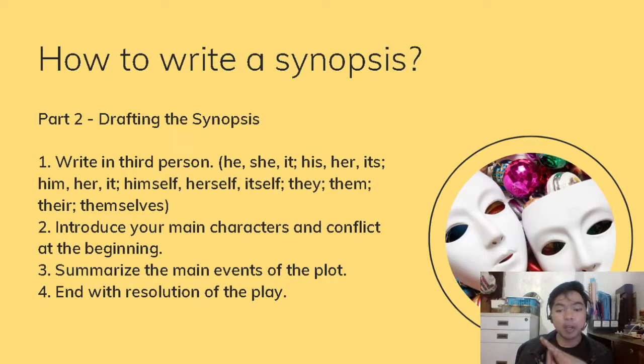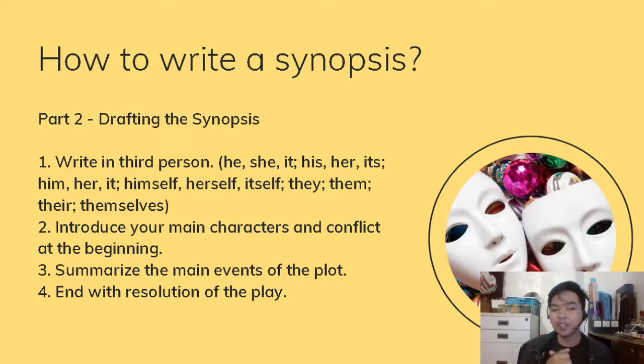Next is part two. Once you've already outlined or planned what you will be writing in your synopsis, you can draft your synopsis. So first rule in drafting the synopsis is you need to write in third person. When I say third person, you should use pronouns like he, she, it, his, her, its, him, her, it, himself, herself, itself, they, them, their, and themselves. And you cannot use other pronouns apart from those, okay?